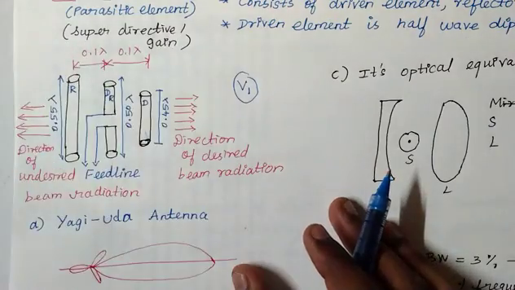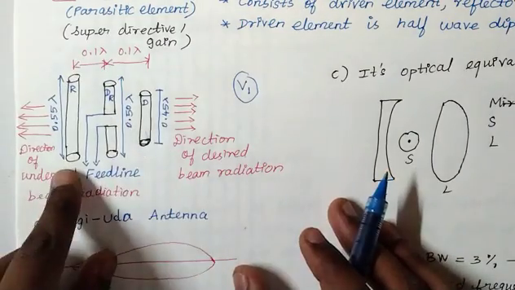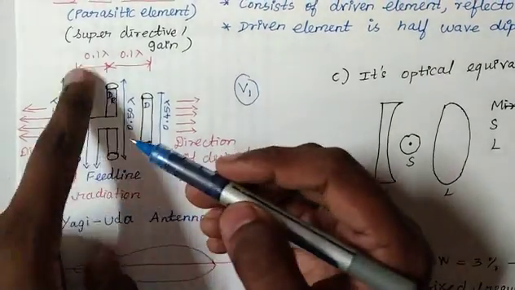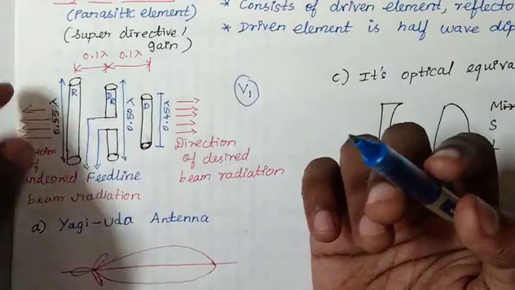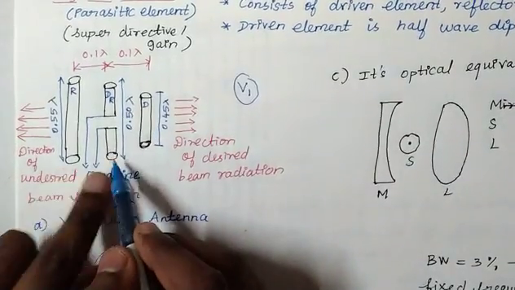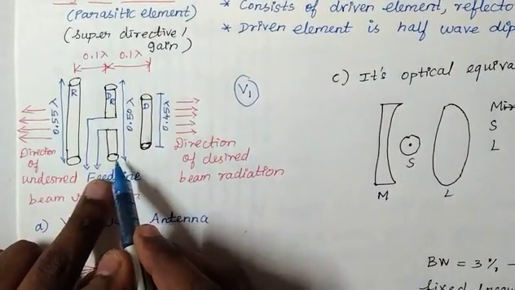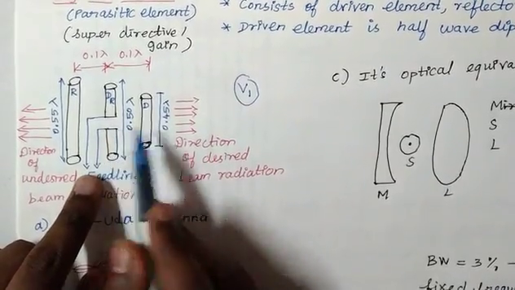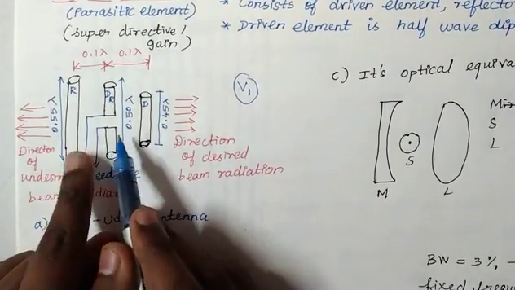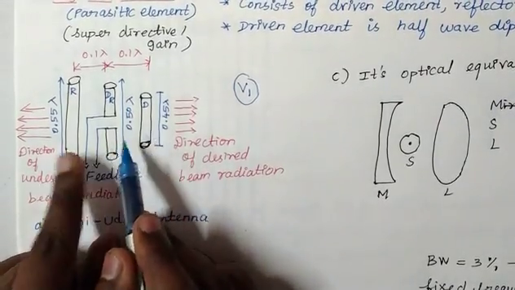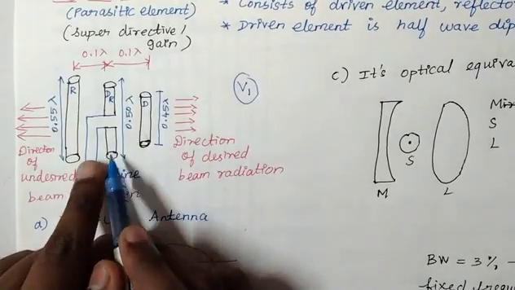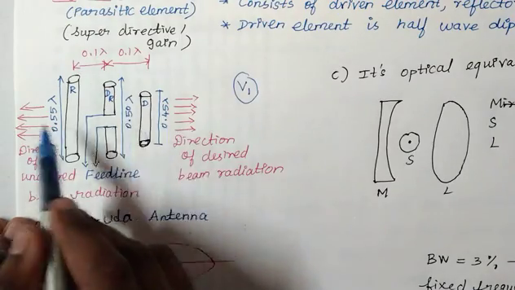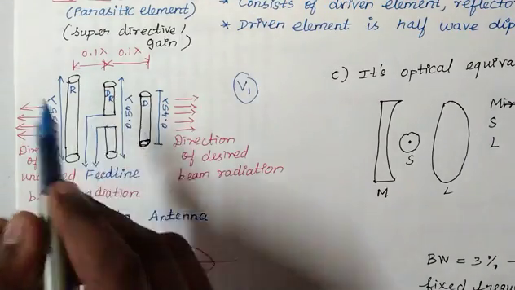We have to focus mainly on the length of the reflector, that is 0.55 lambda. The length of the driven element will be 5% less than the length of the reflector, that is 0.50 lambda. The length of the director will be 5% lesser than that of the driven element. So correspondingly there is a 5% decrease in length from reflector to driven element to director.